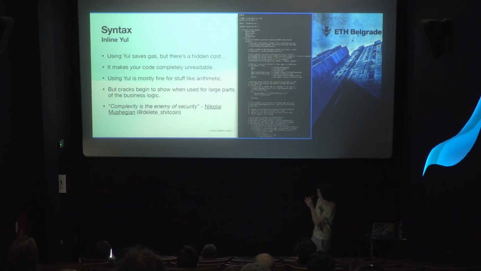So, inline UL. Yes, using UL does save gas, but there's a hidden cost. It makes your code completely unreadable. So this here is a snippet from OpenSea. It's used to transfer ERC20 tokens.